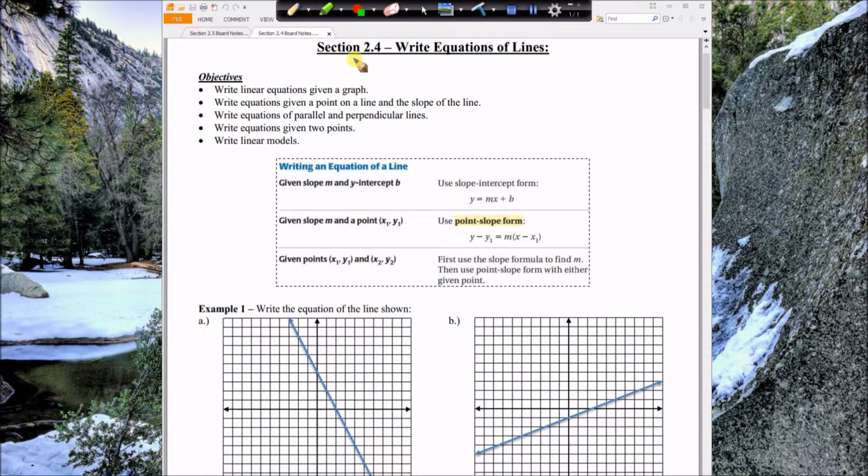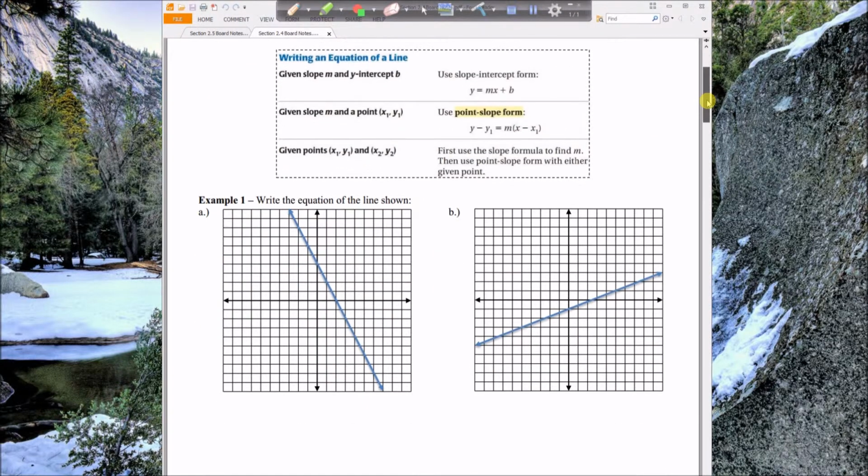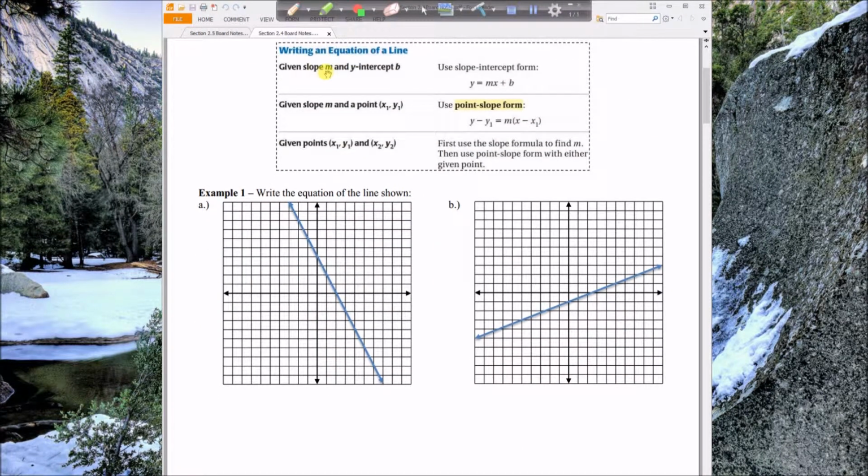Hi guys, so today we're talking about writing equations of lines for section 2.4. Our objectives are writing linear equations given a graph, given a point on a line and the slope of the line, writing equations of parallel and perpendicular lines, writing equations given 2 points, and also writing a linear model, very simple linear models. Okay, so from Algebra 1, you remember slope-intercept form.